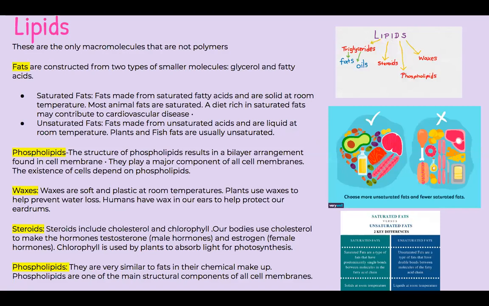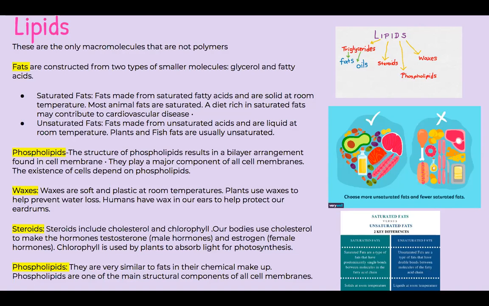Next are lipids. These are the only macromolecules that are not polymers. So we have 4 different types or classes of lipids. So the first are the fats, which are constructed from 2 small molecules known as glycerols and fatty acids. So we have saturated fats and unsaturated fats. Saturated fats are made from saturated fatty acids and are solid at room temperature. Most animal fats are saturated. We have unsaturated fats, which are made from unsaturated acids and are liquids at room temperature.